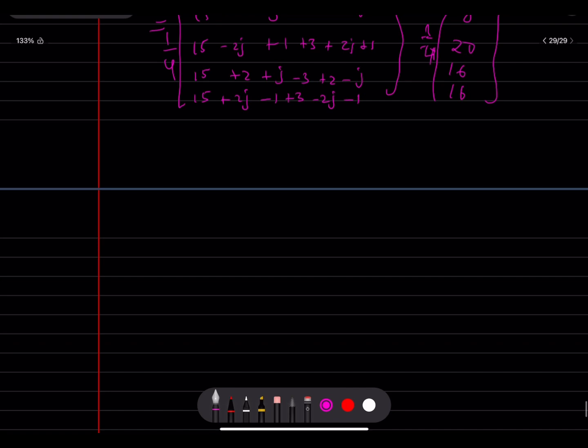So at the end of the day, we are going to get our y of n to be equal to, when we divide all these by 4, the first element to be 2. 20 by 4 is 5. And then 16 by 4 is 4, and then 16 by 4 is 4. So this is our y of n that we have been looking for.